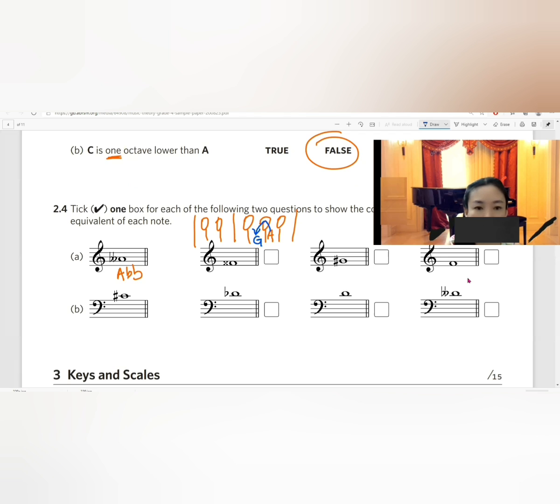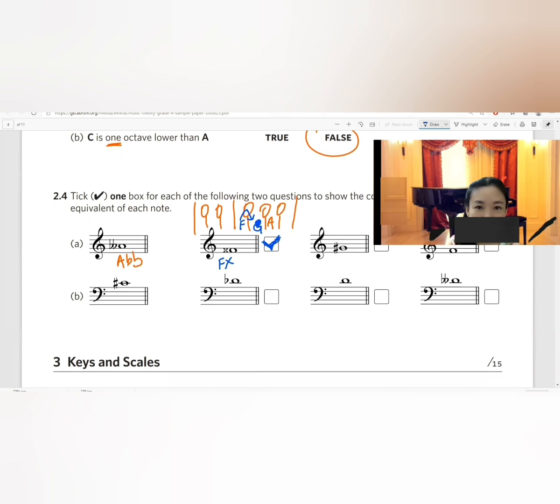So the first one is F double sharp. F is here, F sharp two times: F sharp, and sharp again, and you will reach G also. So this is a correct answer. Once you find this answer correct, you can forget about the rest, because you want to save time so that you can move on to other questions.